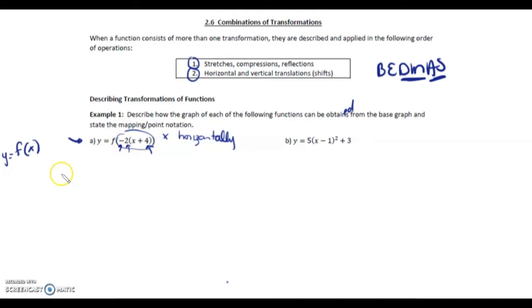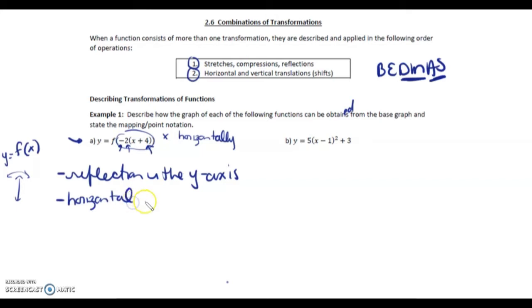Okay, the negative is going to be a reflection in the y-axis. Because remember, if it flips over the y-axis, the x numbers are changing. Okay, the 2 is going to be a horizontal compression by a factor of 2. And the positive 4, well, it looks positive. That's really negative. So we're going to go left 4.